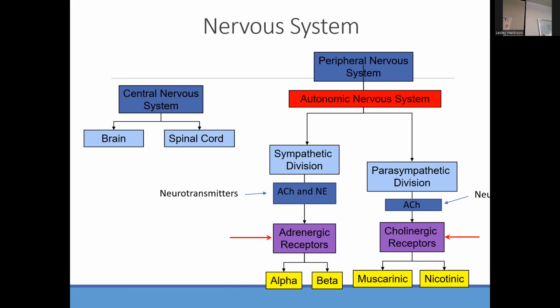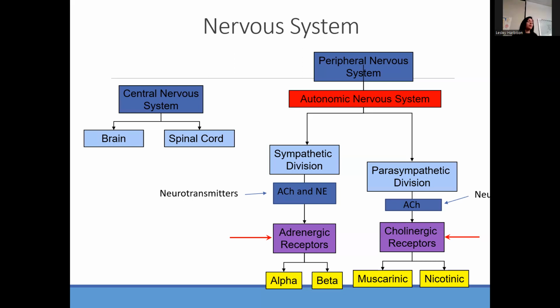Yeah, if it's parasympathetic, you're only going to have acetylcholine, or ACH, and it's going to work off of the muscarinic and the nicotinic receptors. If it's the sympathetic division, you're going to have ACH and NE, norepinephrine, and it's going to work off of the alpha and the beta receptor.